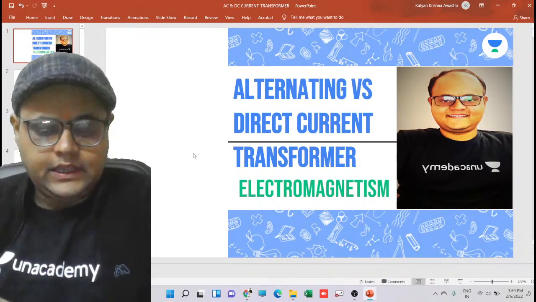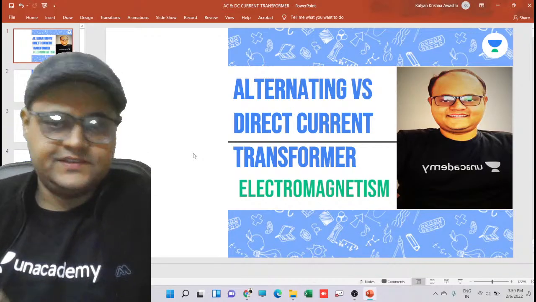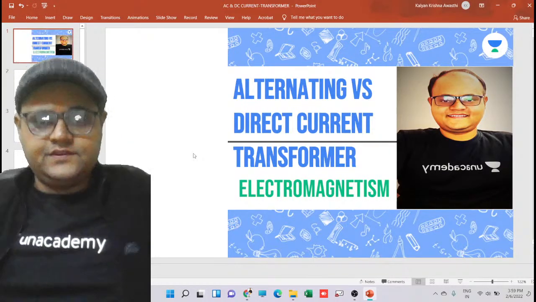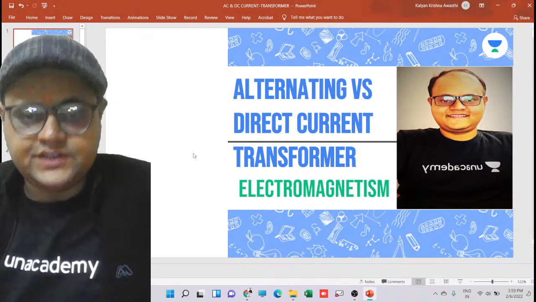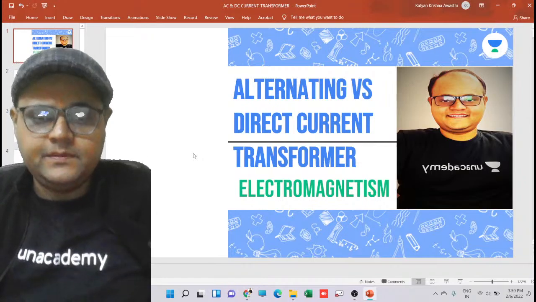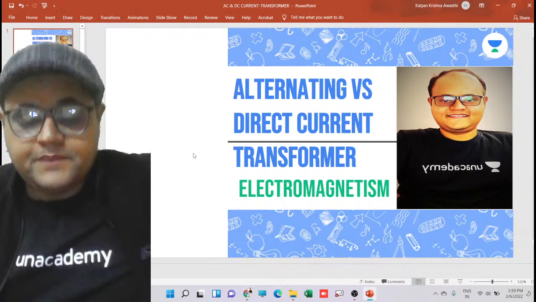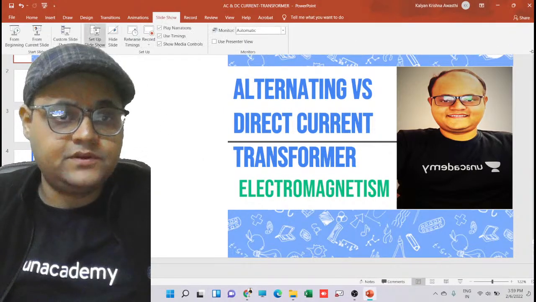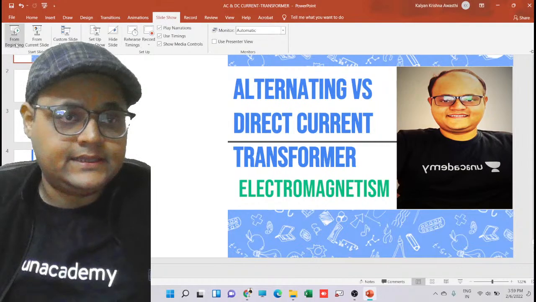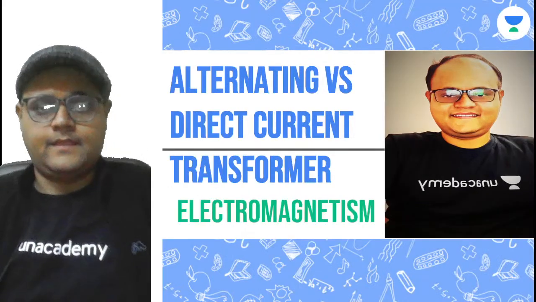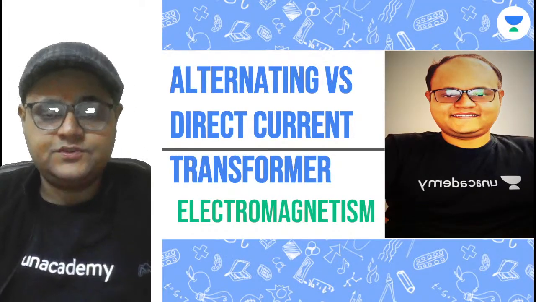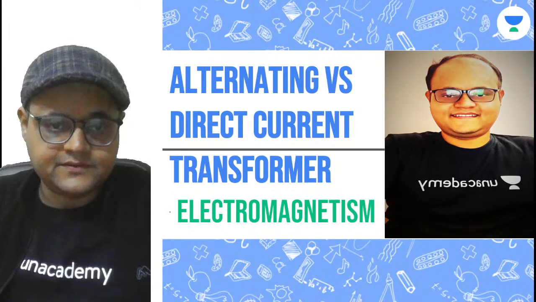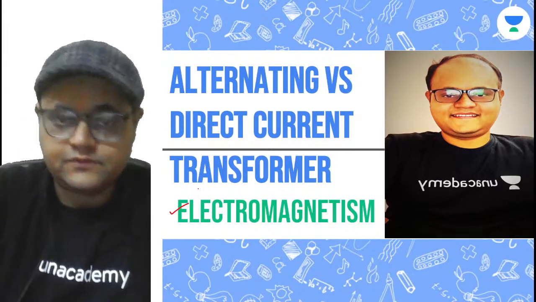I welcome you all to another exciting session for ICSE Physics Term 2. The topic we are going to discuss today is alternating versus direct current. More importantly, we'll be discussing the basic working principle of a transformer. This happens to be a part of electromagnetism, in class 10 term 2.